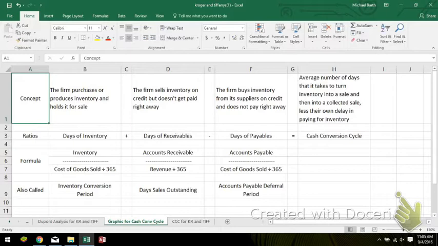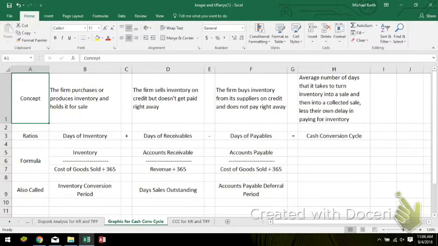Now, offsetting that is the fact that most firms purchase inventory or the raw materials that go into making their inventory on credit. So when you look at the entire cash conversion cycle, it's basically how long the material stays on the shelf, that's days of inventory. Add to that how long money sits in accounts receivable before the firm's paid, and then subtract from that how long the firm delays paying their own suppliers. That's the cash conversion cycle.